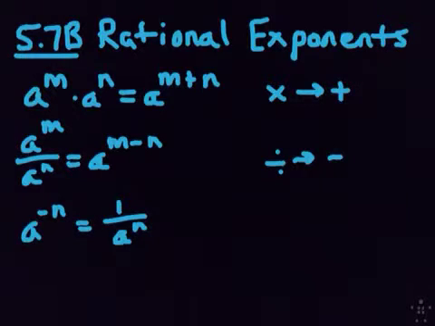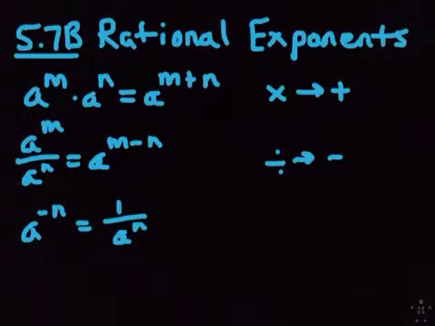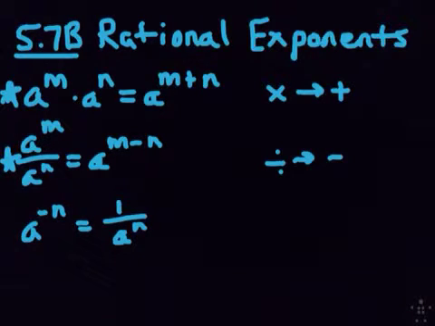In this video on rational exponents, we will use the following properties to simplify. When you multiply like bases, you add exponents. When you divide like bases, you subtract exponents, and with negative exponents, you reciprocate the base, and then the exponent becomes positive. We'll now use these examples to solve a variety of problems or to simplify.